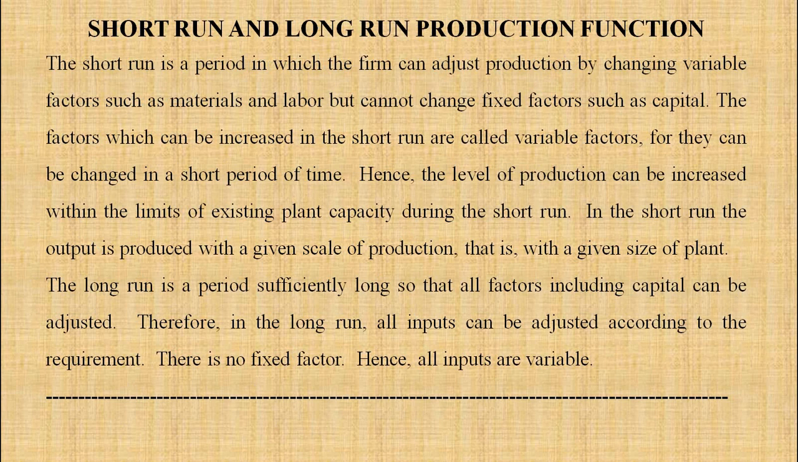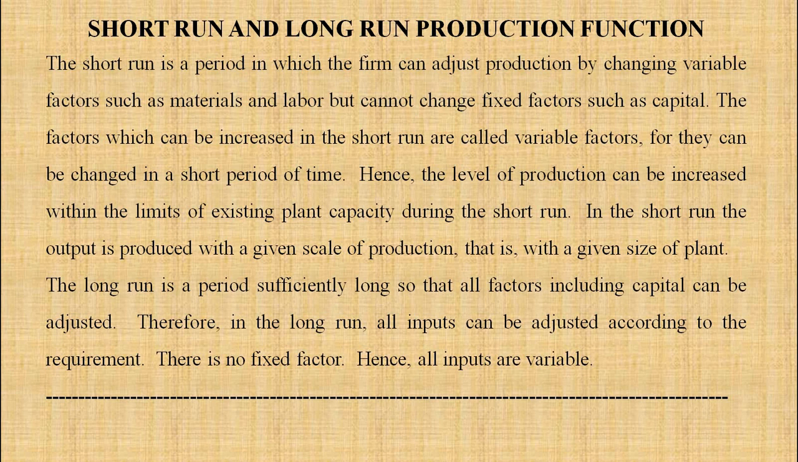Short run and long run production function. The short run is the period in which the firm can adjust production by changing variable factors such as materials and labor, but cannot change fixed factors such as capital. The factors which can be increased in the short run are called variable factors, for they can be changed in a short period of time. So the level of production can be increased within the limits of existing plant capacity during the short run.